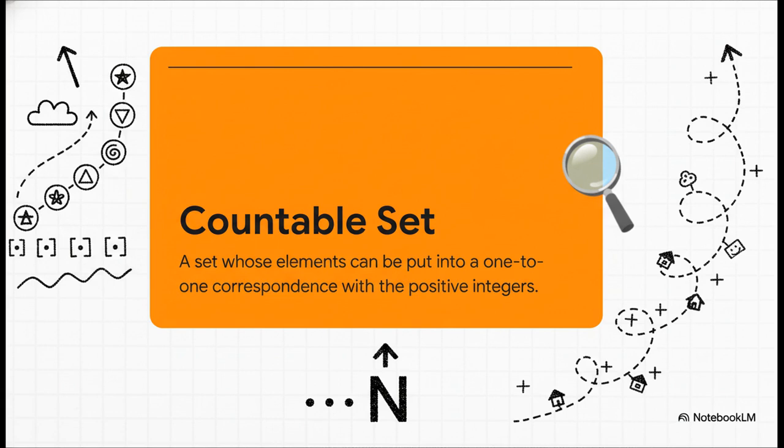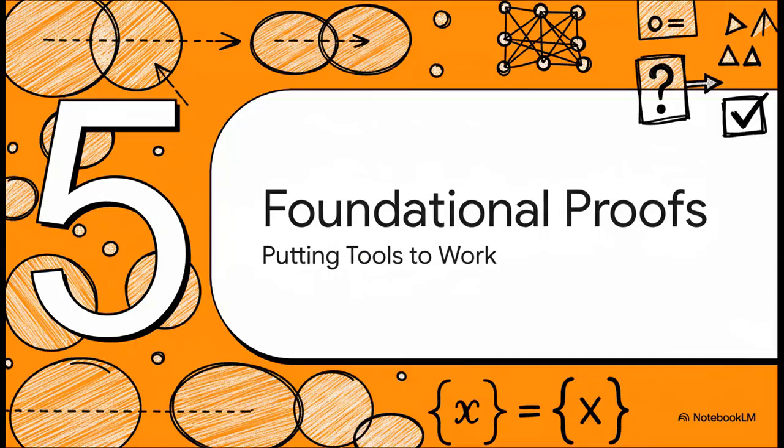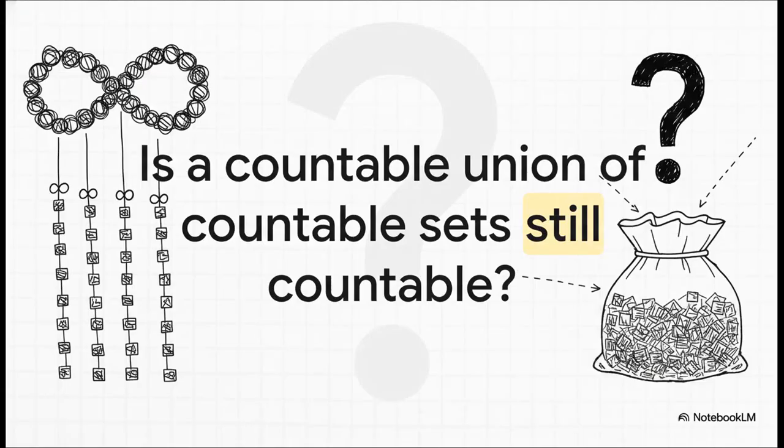The positive integers are the perfect example of this. And here is where it gets really good. With just these few simple rules and definitions, we can actually start to prove some really deep, really surprising things. We're officially moving beyond just defining terms and into building real mathematical arguments. So here's our first big question.